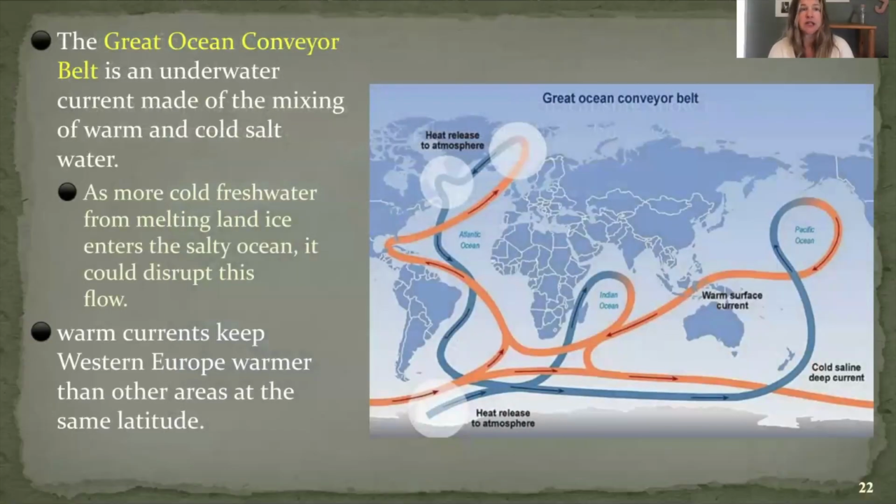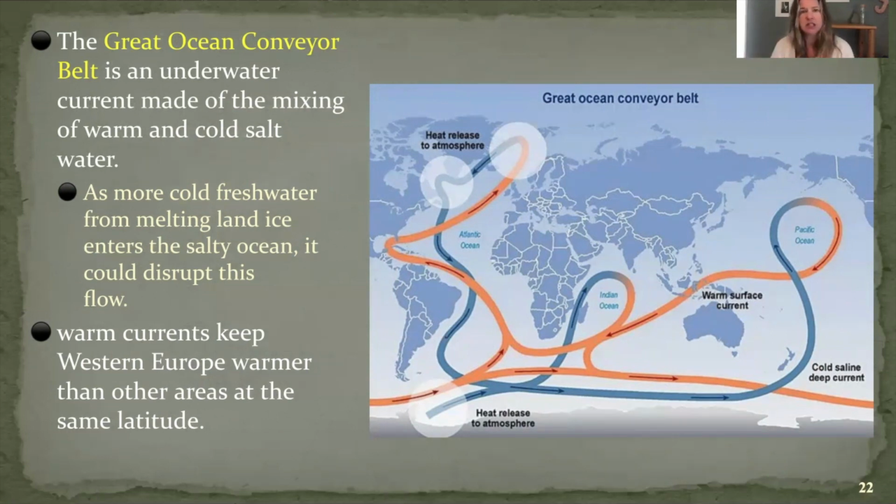So another reason is the Great Ocean Conveyor Belt. In your reference tables, we didn't get to it, but you can pull it out and flip through, and there's the map of the world, and it shows the ocean currents, and there's a line that shows warm currents and a line that shows cool currents.